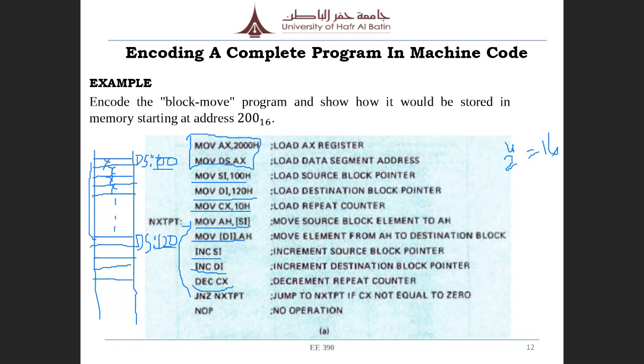The next line is NOP, no operation. It will do nothing, and it marks the end of our program. So the program is easy, and you already know it, but now we'll see what the machine code will be for this whole program. Do you have any questions here?